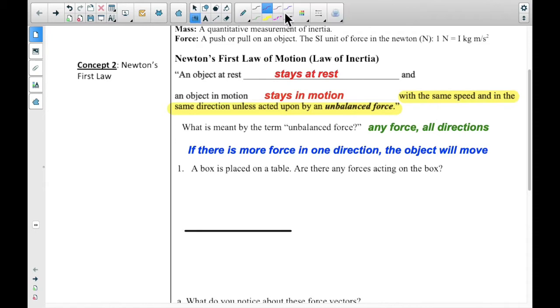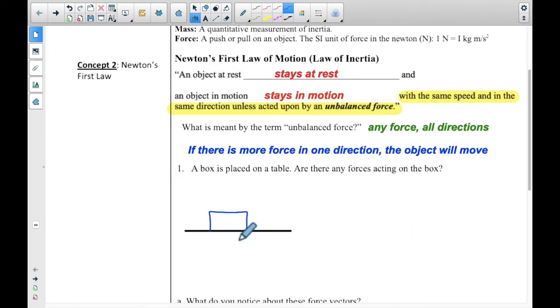Okay, in this unit, we do a lot of what are called free body diagrams. And so we're going to start talking about that a little bit. If we have a box placed on a table, are there any forces acting on the box? Okay, here's my table. I'm going to draw a box on top of my table. What are the forces that are acting here?